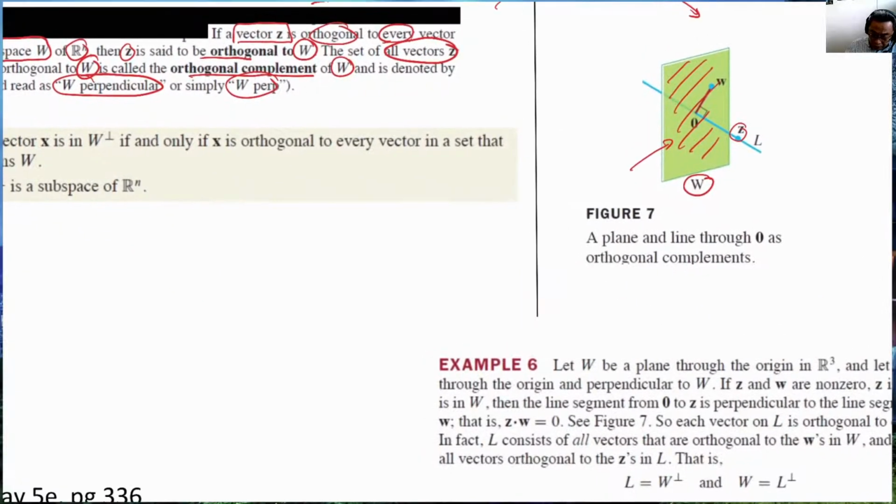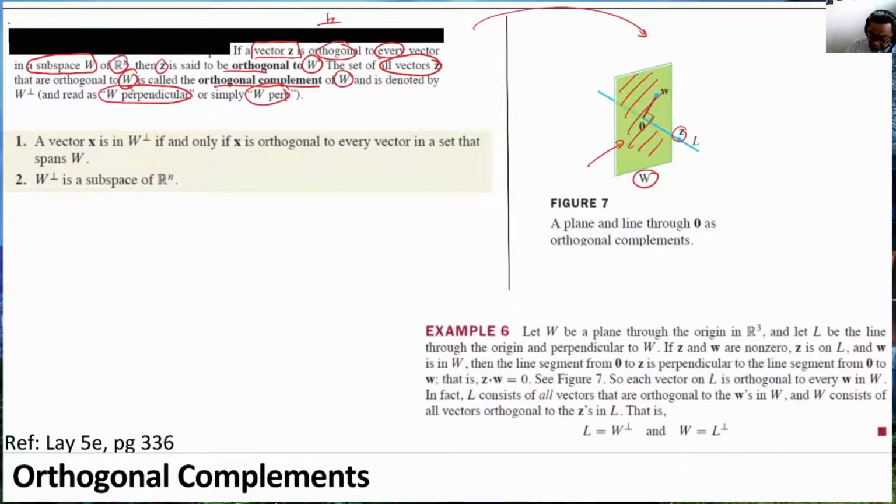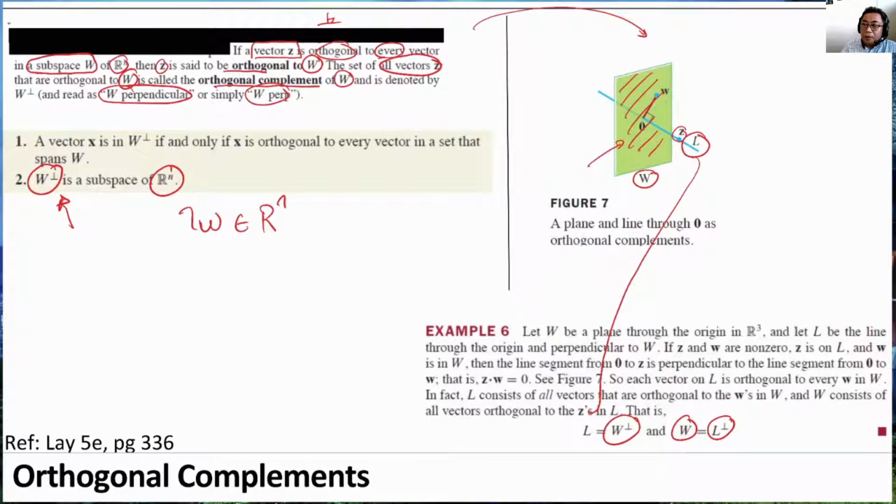So what is the notation that we will use? L, the line in this example, is equal to W perp, meaning it belongs to the perpendicular subspace of W. Corollary, L perpendicular is equal to W. We also note that W perp is a subspace of Rn if W is a subspace of Rn. Now we go to the next slide.